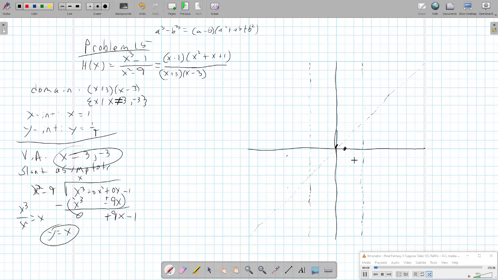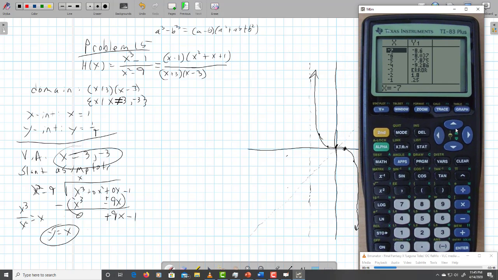2, -1.4. So about right there. -1.25. So that's a quarter. -2, 1.8. So that's about right here. Looks like it's going to go like this. And then on the other side of the -3, we have these values. It's staying pretty low. Look at some of those.